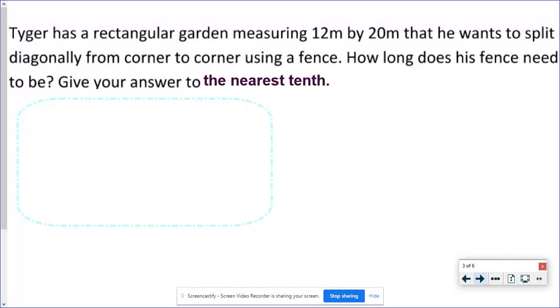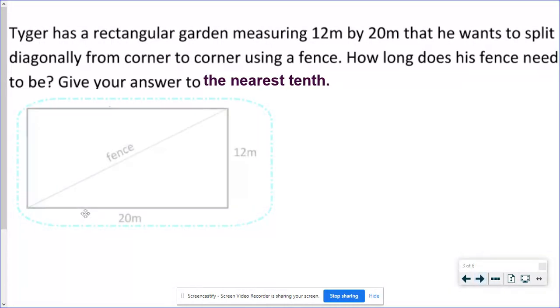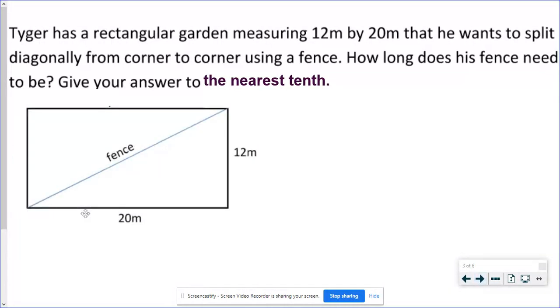Tiger has a rectangular garden that's 12 meters by 20 meters, and he wants to split it diagonally from corner to corner using a fence. How long does this fence need to be? Make sure that we're rounding to the nearest tenth. So here's my picture. Again, not fancy. It's a rectangular garden. One side is 20 meters, the other side is 12 meters. And apparently he wants to split it into 2 different kinds of gardens. So we've got this fence that's going along the diagonal.